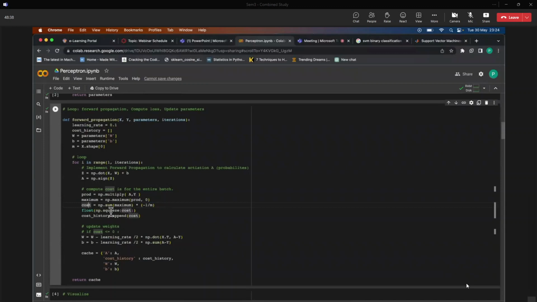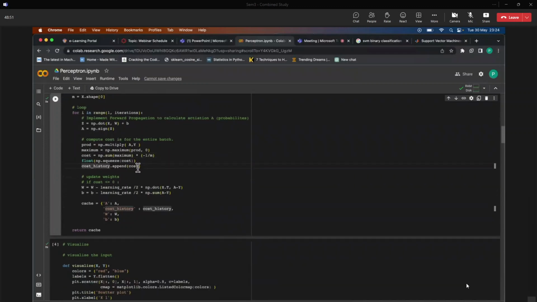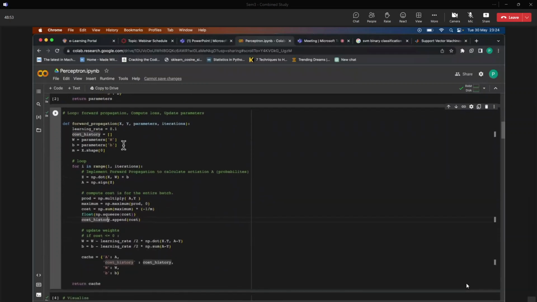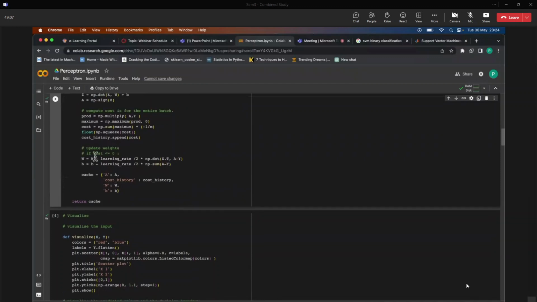Now, this squeeze of the cost, I don't really know how it works, but we will revisit this line somewhere down the line. Cost history, append cost. After every iteration, it will add the cost incurred to this list one by one. It's not a very good way of handling it, but it's very intuitive and nicely written.